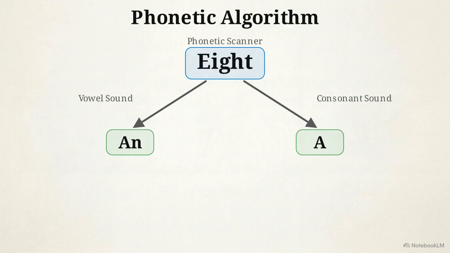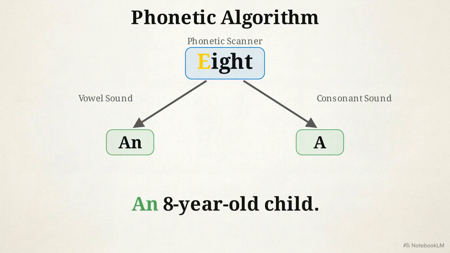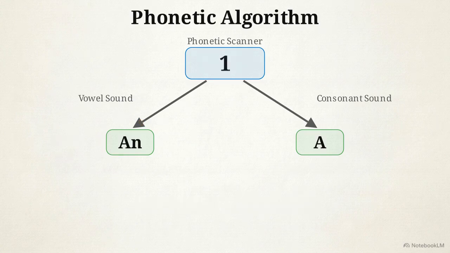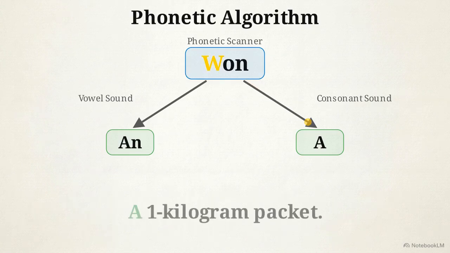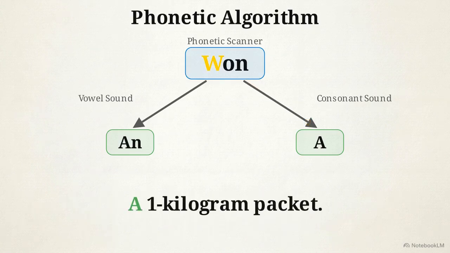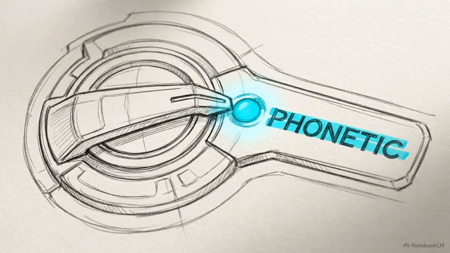Let's test this by inputting an 8-year-old child. The digit 8 translates to "eight." The starting vowel sound triggers the left branch, landing on an 8-year-old. Conversely, inputting a 1 kilogram packet requires translating the digit 1 to "one." The W sound triggers the right branch, yielding a 1 kilogram packet. The phonetic algorithm remains perfectly reliable even when evaluating non-alphabetical characters.